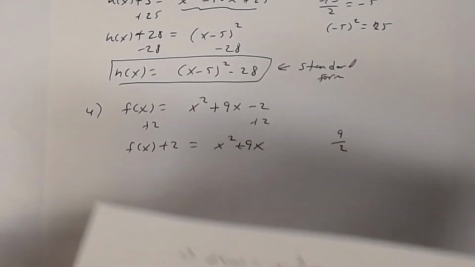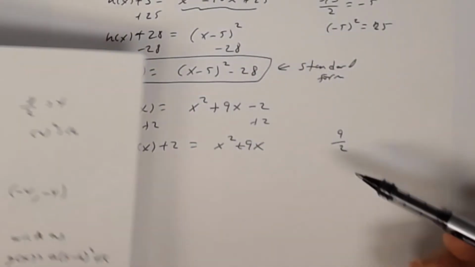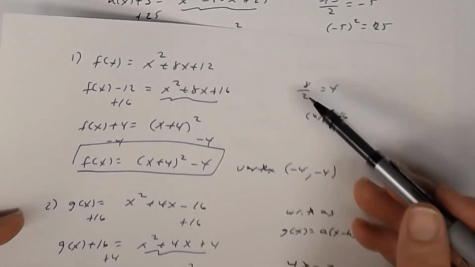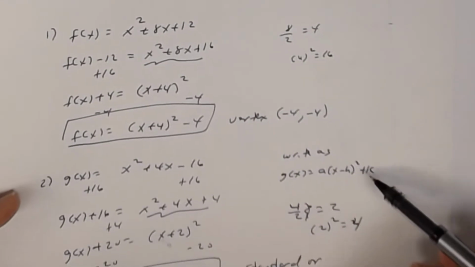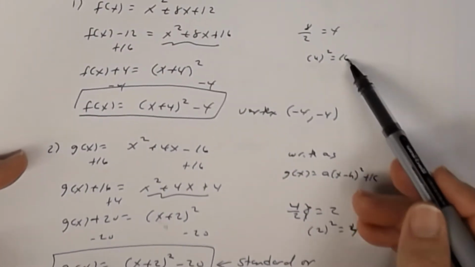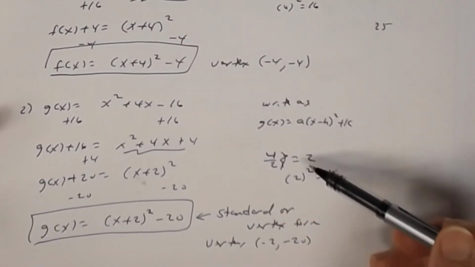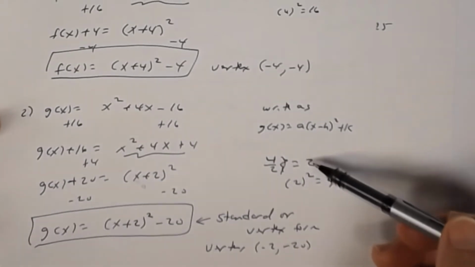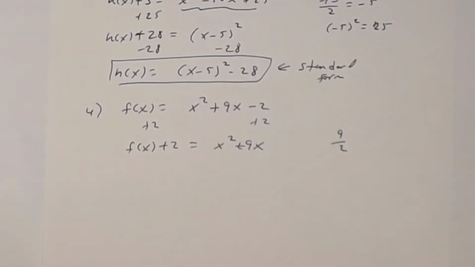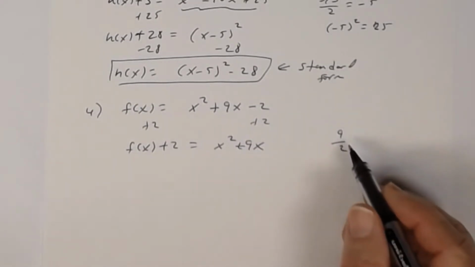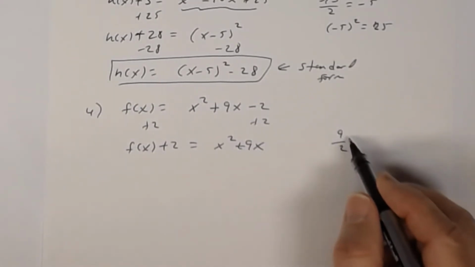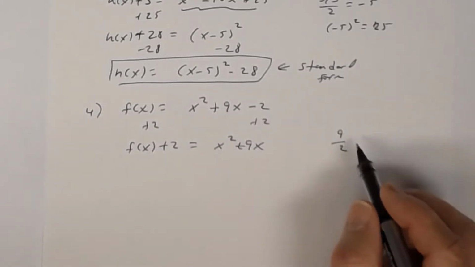So the only difference between this one and the others is that when I divided it, the coefficient of x was even. So when divided by 2, you got a nice integer as your result. Here, that's not a nice integer. In fact, that's not even an integer. It's just a rational number. But there's nothing else you can do to this.